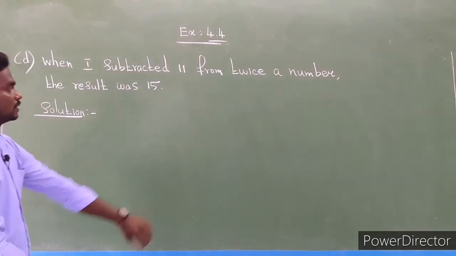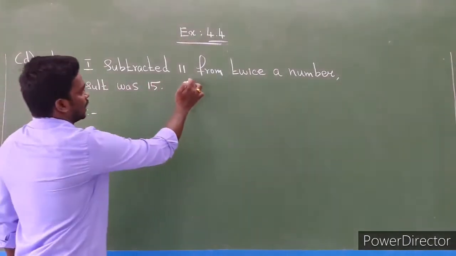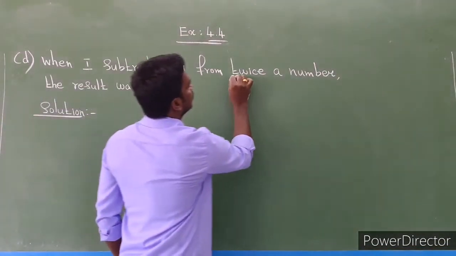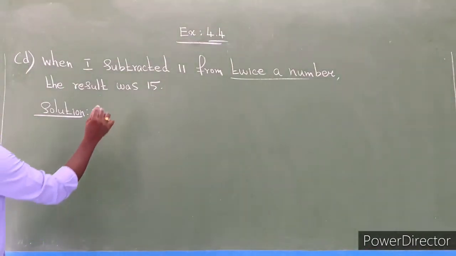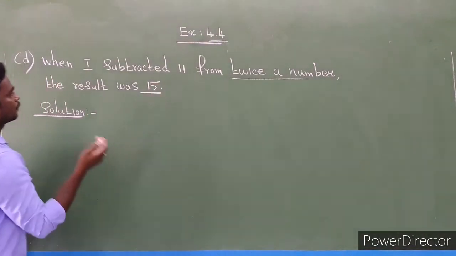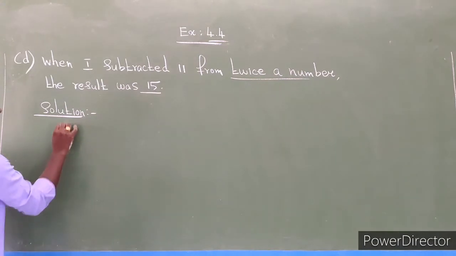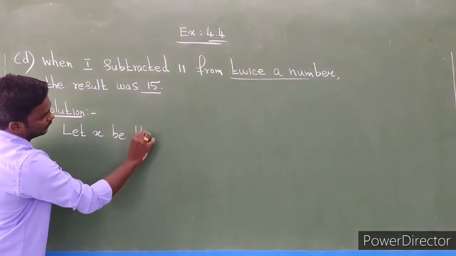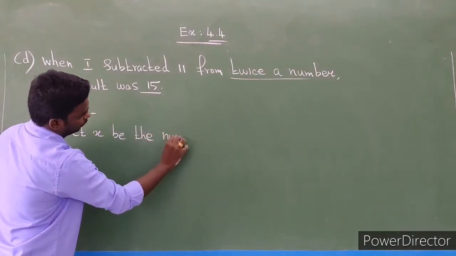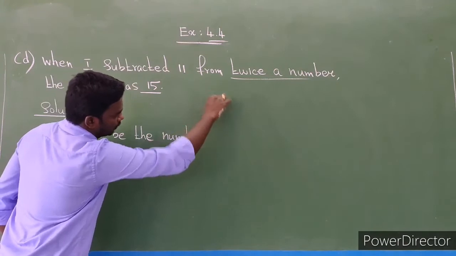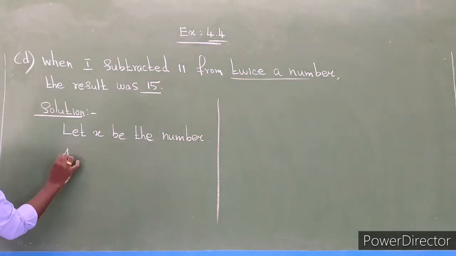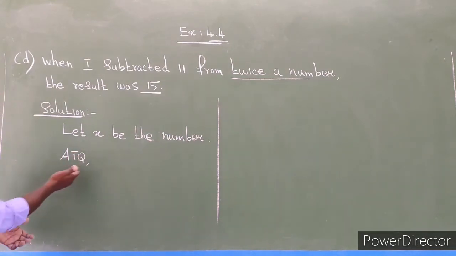Next, our D question. When I subtracted 11 from twice a number, the result was 15. So how to solve this? Let x be the number, according to our question. So what is the condition according to our question?